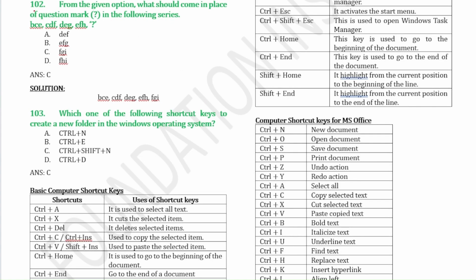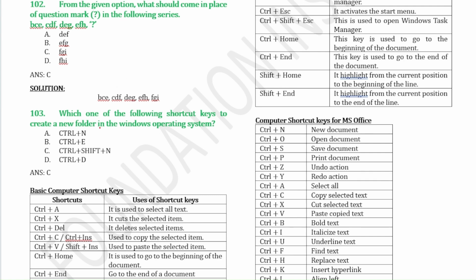Question number 2. From the given options, what should come in place of the question mark in the following series? So if you observe the series, then this is B, C, D, E, F, right? The next will be F, and then C, D, E, F, the next will be G, and then E, F, G, H, I. So it will be F, G, I.